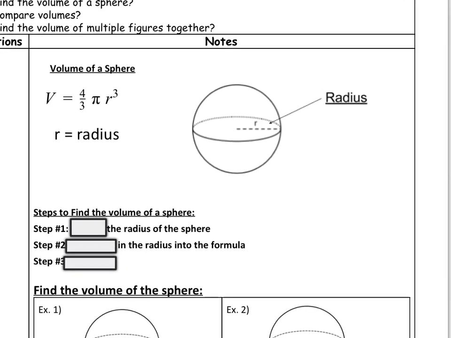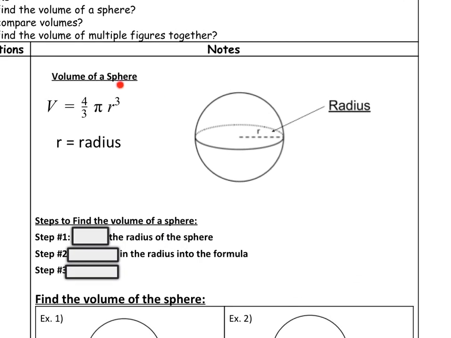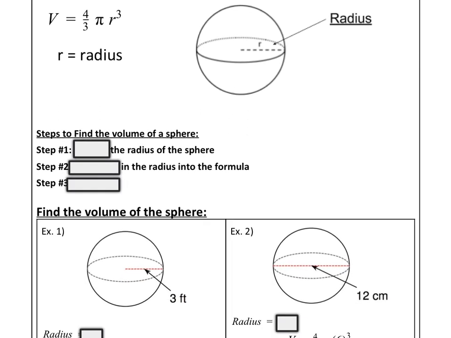Let's get to it. First off, here is our volume of a sphere formula. The volume is 4/3 pi r cubed, where r is the radius. Notice this r is being cubed, which means we have to do r times r times r, multiplying by the radius 3 times.